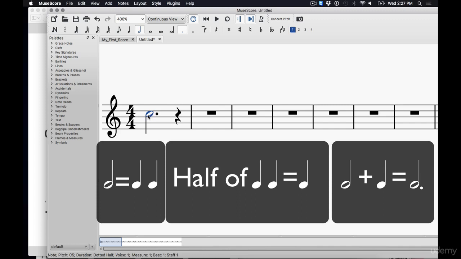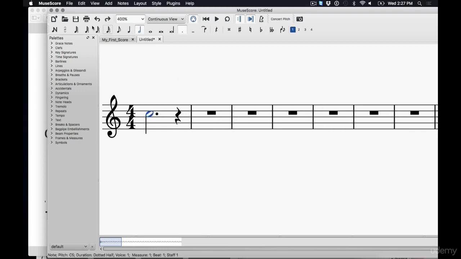So this was 2 beats. So we chop that in half. We think it's 1 beat. We add that to it, and now it becomes 3 beats. So this equals 3 beats, right? I know that's confusing. Let me try another one here.